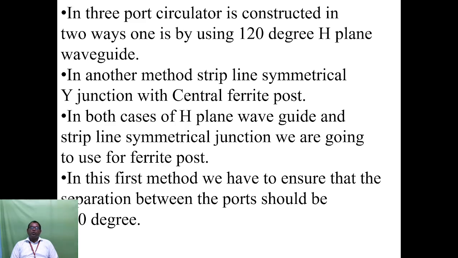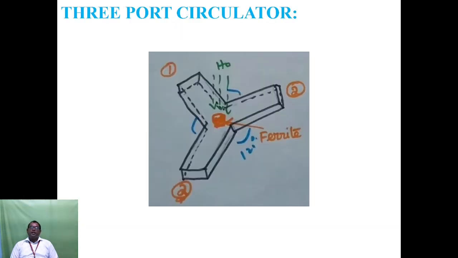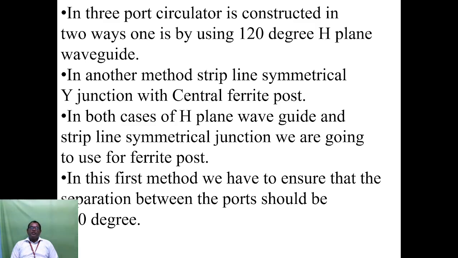So the 3-port circulator is constructed in 2 ways. One is by using a 120-degree H plane waveguide, where H indicates the H plane waveguide. In the other method, a strip line symmetrical Y junction with a central ferrite post is used. The central ferrite post is the component connected at the center of the 3-port circulator. In both cases, the H plane waveguide and the strip line symmetrical junction, we use the ferrite device.